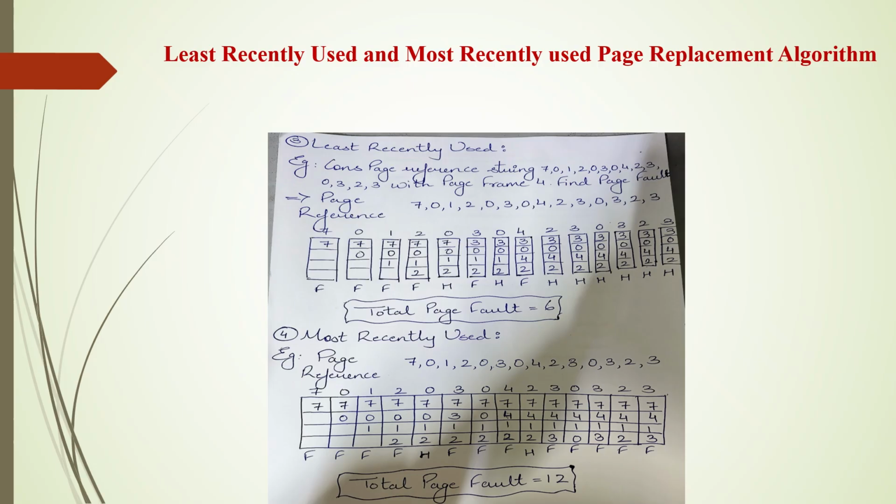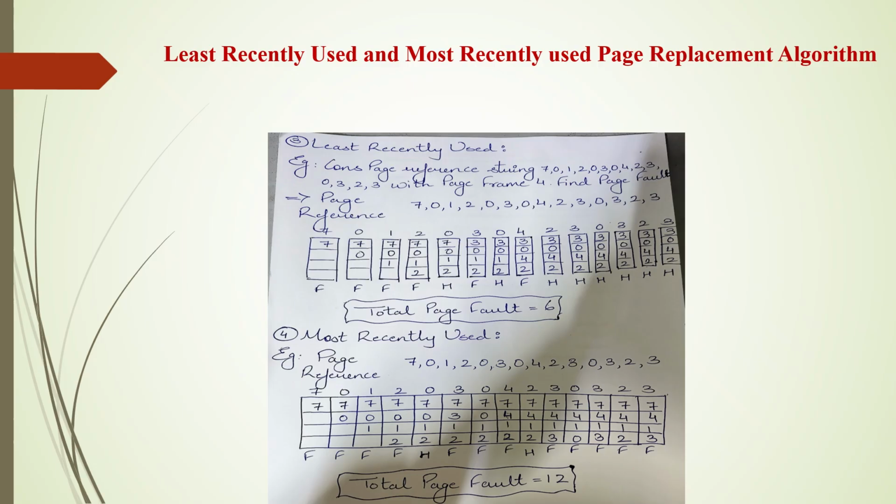Here the page reference string is given: 7, 0, 1, 2, 0, 3, 0, 4, 2, 3, 0, 3, 2, 3 with 4 page frames. Initially, the first 4 pages are loaded, causing page faults. After that, whenever a page replacement is needed, LRU removes the page that was used longest time ago. By following this rule throughout the reference string, the total number of page faults is 6.